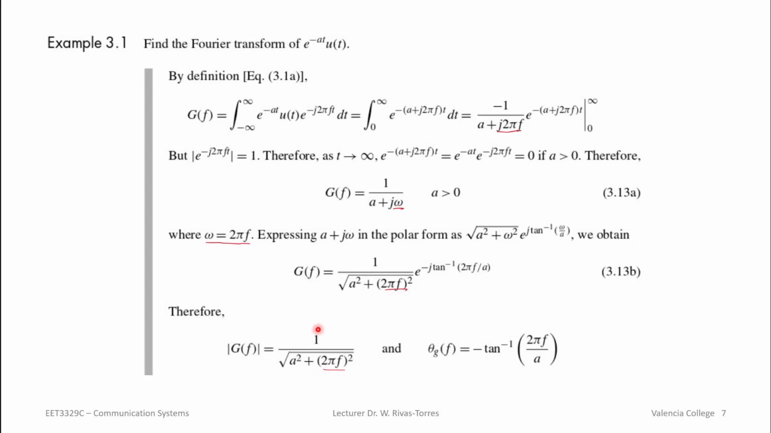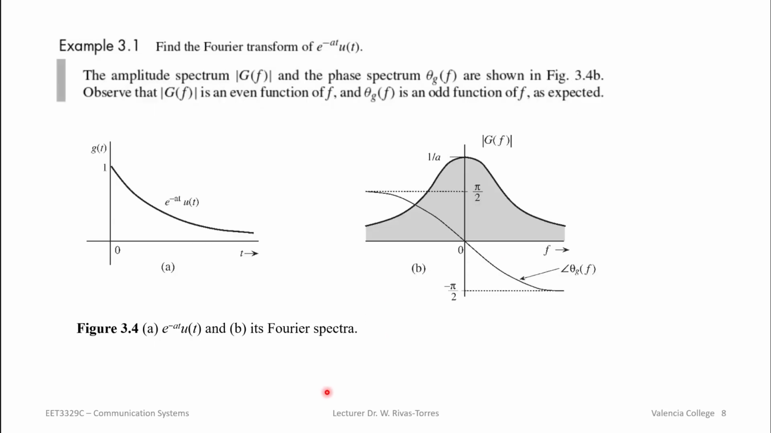Okay. And then the rest of the problem, what they're trying to do is separate the magnitude and the phase, which I believe you guys can sort of follow from the discussion. The rest of the example is plotting, and the reason they separated the magnitude and the phase is obviously so they can plot it.